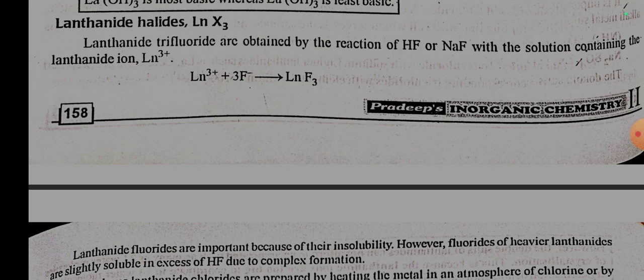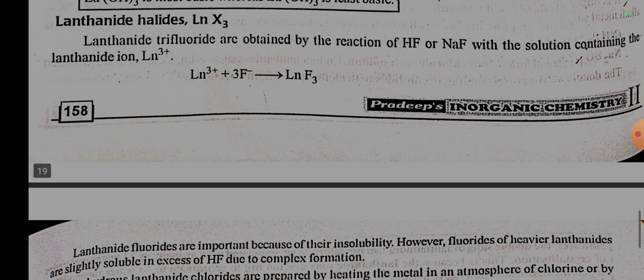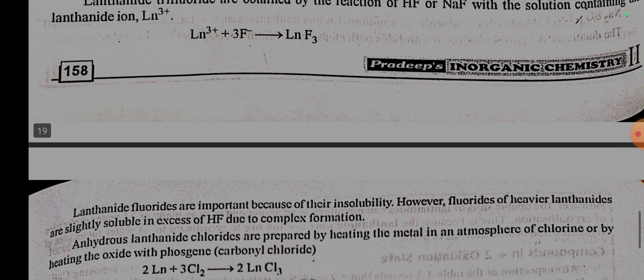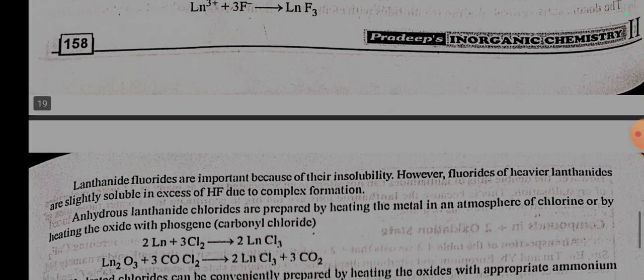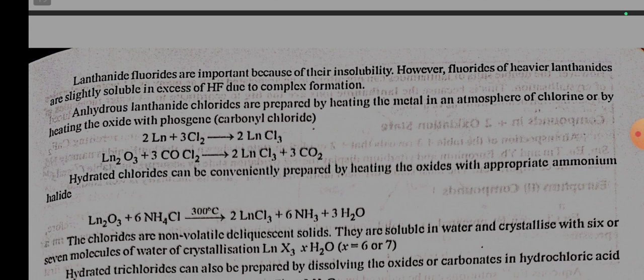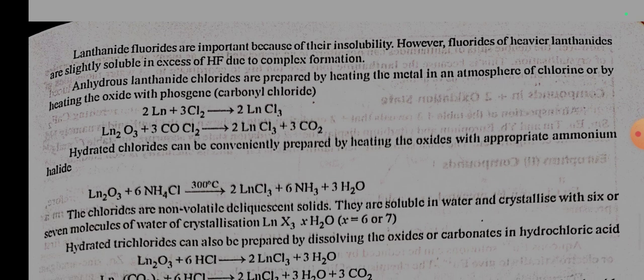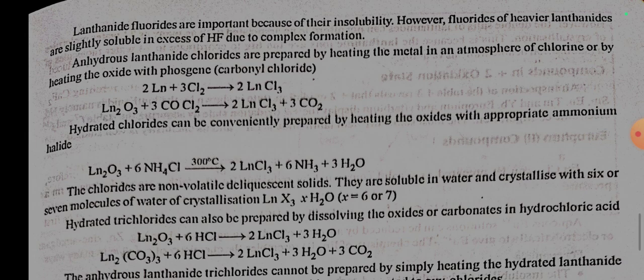Lanthanide halides, LnX3. Lanthanide trifluorides are obtained by the reaction of HF or NaF with the solution containing the lanthanide ion Ln3+. Ln3+ plus 3F- gives LnF3. Lanthanide fluorides are important because of their insolubility. However, fluorides of heavier lanthanides are slightly soluble in excess of HF due to complex formation.